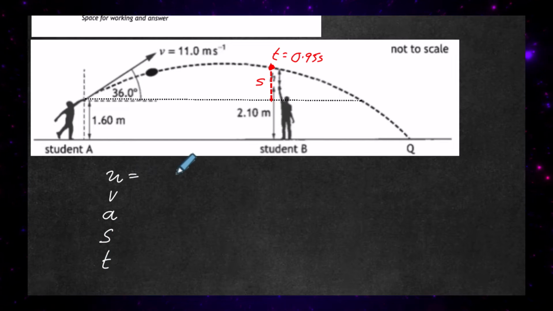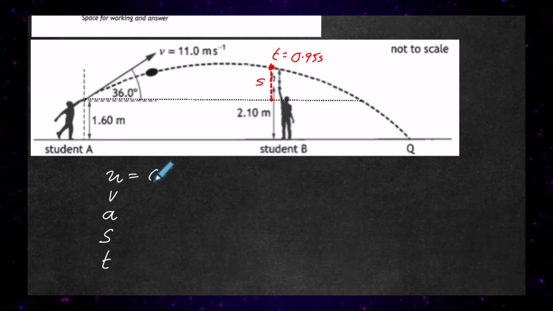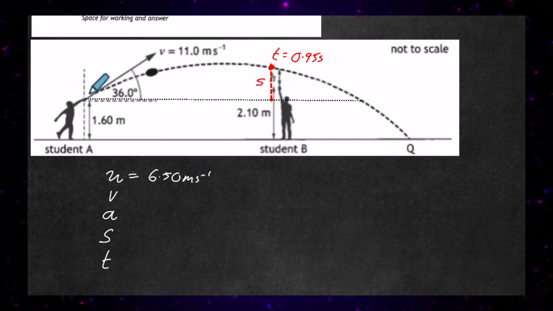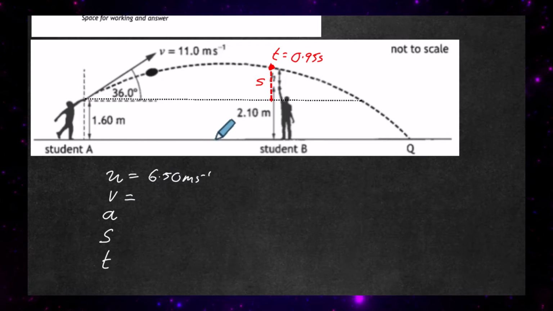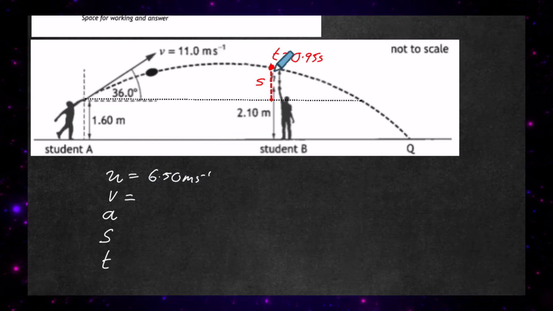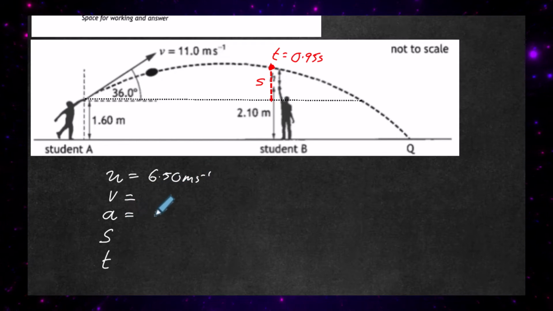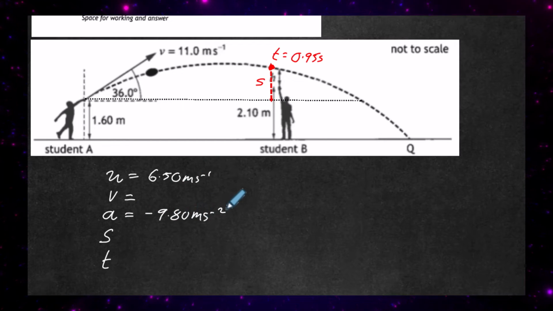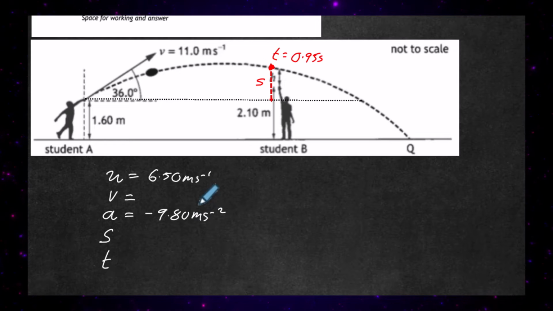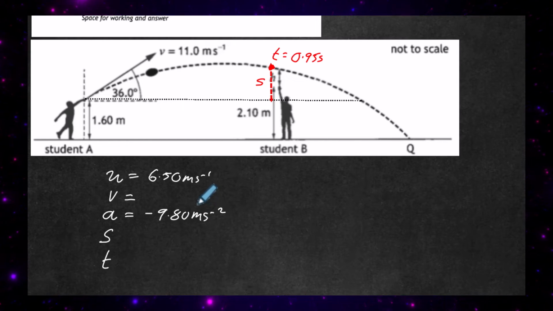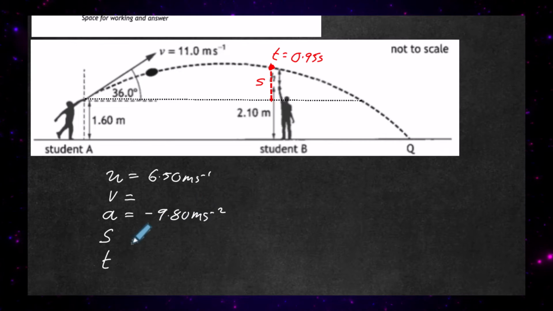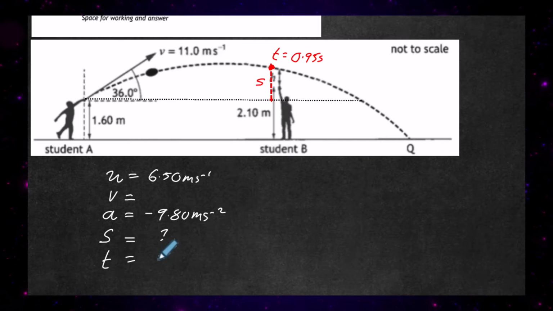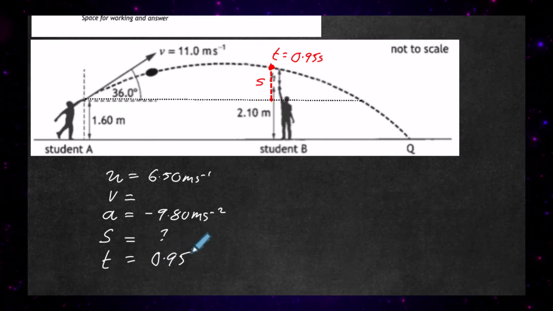Now the initial vertical velocity we worked out in the previous example is going to be 6.50 meters per second upwards. We don't know anything about the vertical velocity at time t, 0.95 seconds, so we can leave that. We do know the acceleration is minus 9.80 meters per second every second. The negative sign you must have, because in the rules of this game, everything up the way is positive, everything down the way is negative, and these are all vectors with the exception of time. The displacement is what we're after, and we do know the time is going to be 0.95 seconds.